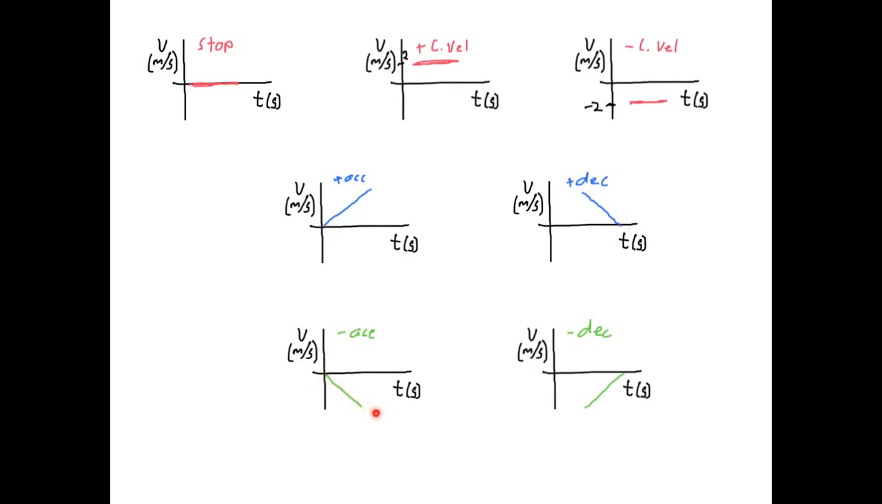Negative acceleration, coming down below the x-axis. Negative deceleration, coming back above the x-axis. And let me once again show you that negative acceleration and positive deceleration are actually the same thing, because if I took my negative acceleration line and just kept drawing it down below the x-axis, you'd see it's mathematically the exact same line.